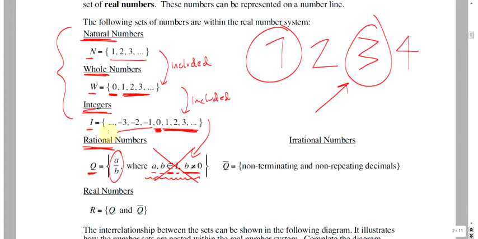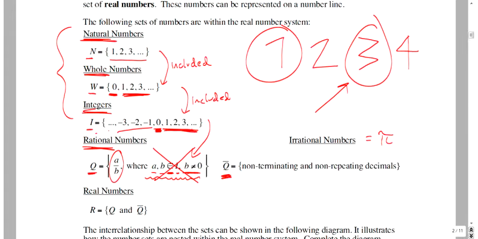We also have rational and irrational. What's our best example of an irrational number? Thank you, pi. That's our best example of an irrational number. Why? Because it doesn't terminate, it doesn't repeat. And therefore I can't write it as a fraction.